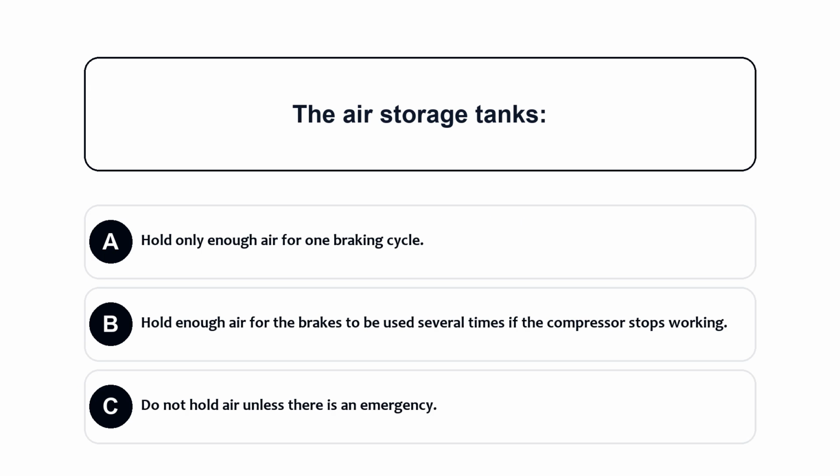Question 15. The air storage tanks: option A, hold only enough air for 1 braking cycle. Option B, hold enough air for the brakes to be used several times if the compressor stops working. Option C, do not hold air unless there is an emergency.